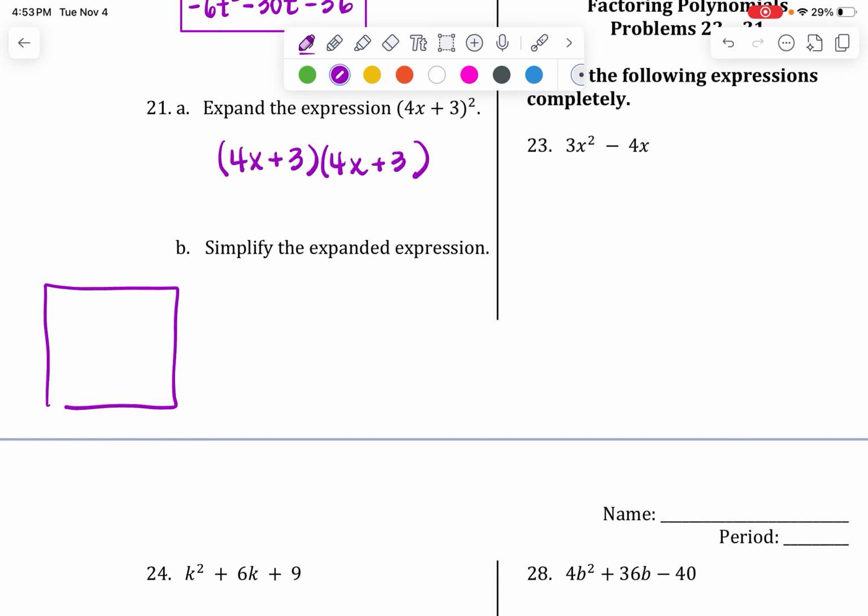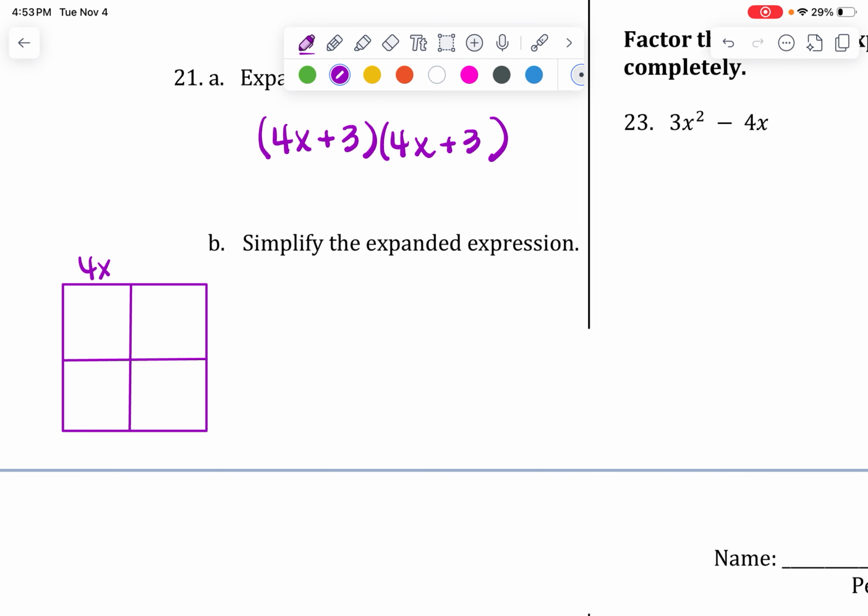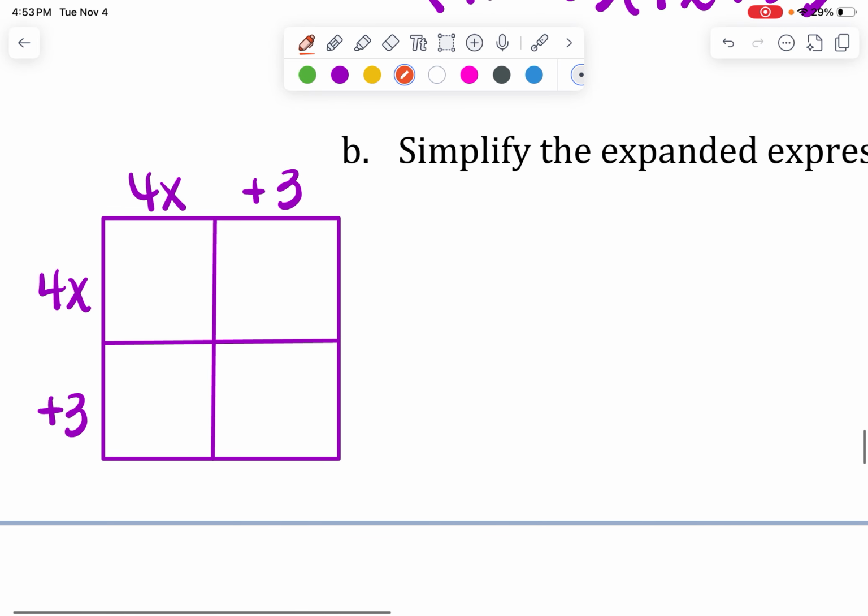I'll do the box method on this one, just to refresh your memory if you prefer that method. So it's a 2 by 2 term multiplier. So I'm going to make a 2 by 2 box, and I'm going to put 4x plus 3 along the top and 4x plus 3 along the side. And then I'm just going to multiply the tops and the sides to get the value in each box. So if I multiply 4x times 4x to get the top left box, that gives me 16x squared. And then positive 3 times 4x is going to give me positive 12x.